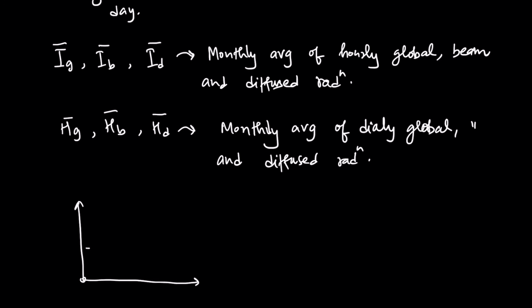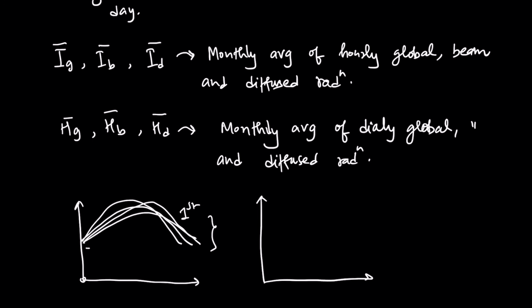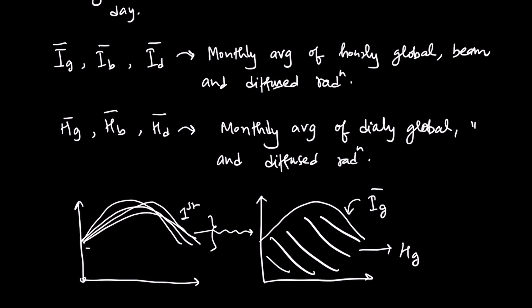Ig bar is the average value. Let us suppose this is the first day of a month, this is the second day of the month, this is third day of the month. Similarly, this is the 31st day of the month. We need to have an average value. So the average value of this graph can be shown by this. So this graph represents Ig bar, and area under this graph is Hg bar.